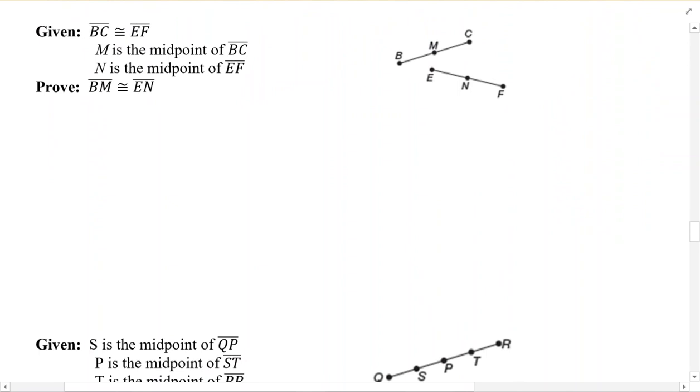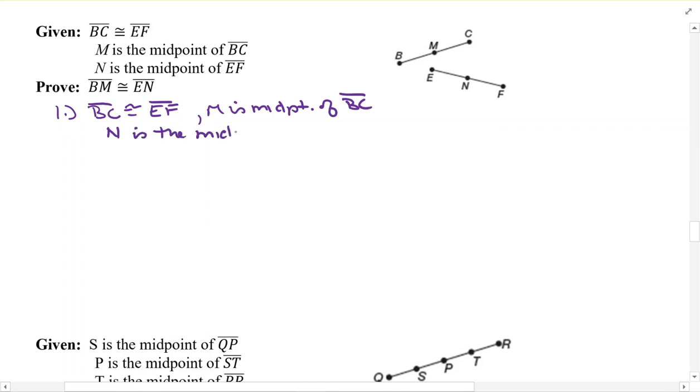So we're going to move on to the next proof, and in this proof we'll start with the given. BC is congruent to EF. M is the midpoint of BC. N is the midpoint of EF. And that was our given.